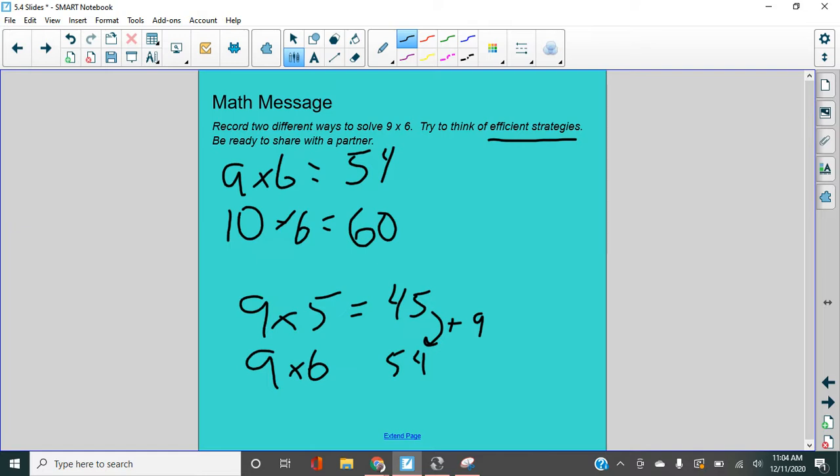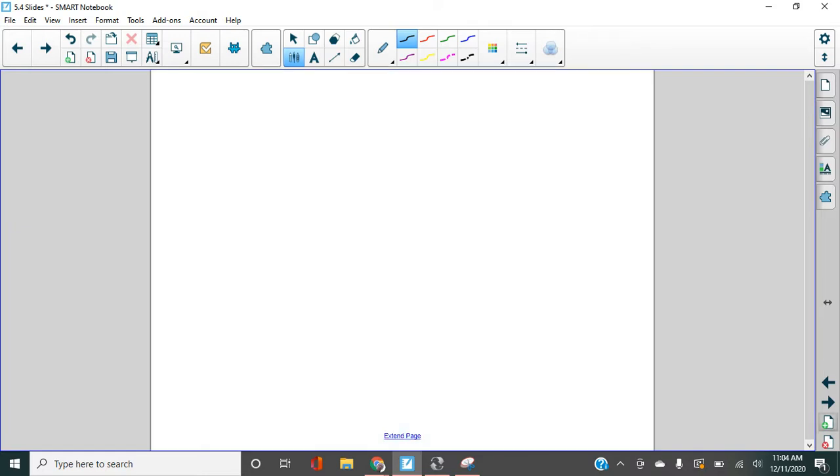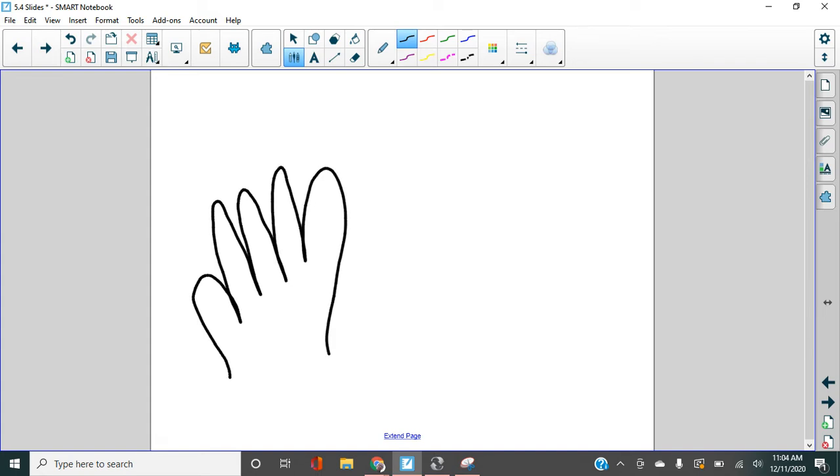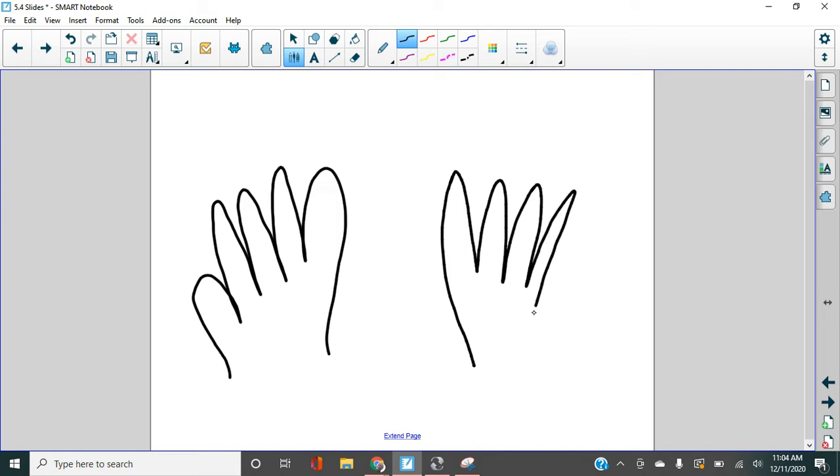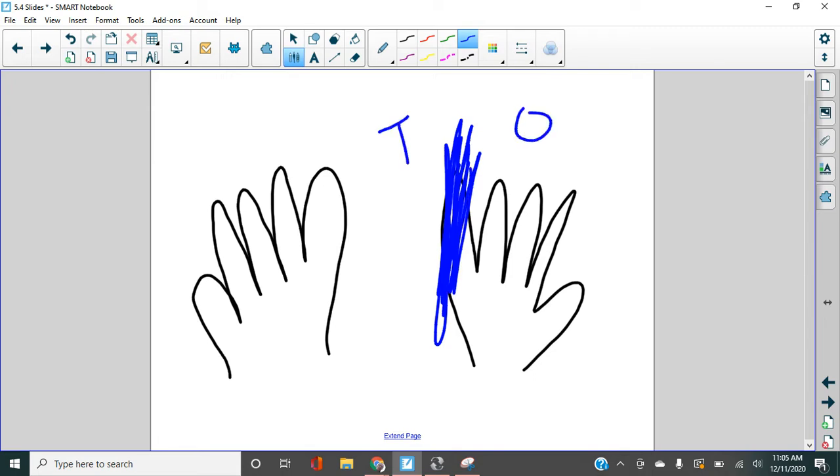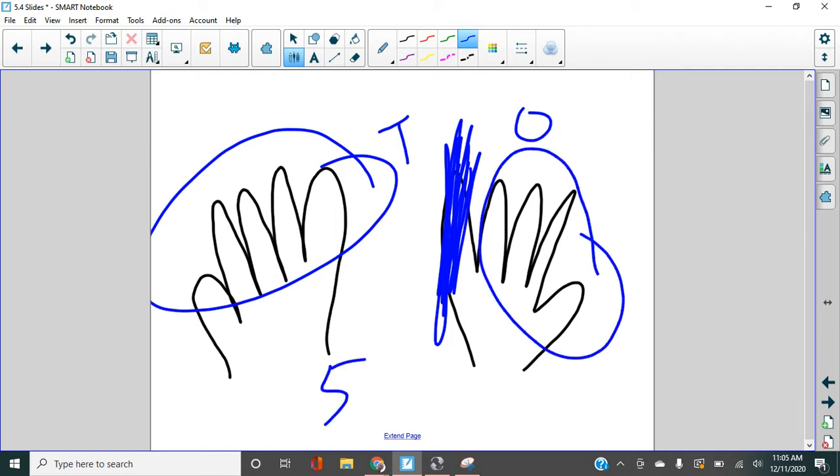Now, the other thing that you can do that is very efficient is what Mr. White taught you on your fingers. This only works with the 9s, right? Only works with the 9s. So if you hold your hands out and then you count, okay, so 9 times 6, 1, 2, 3, 4, 5, 6, and then put this finger down. This is the dividing line, right? On this side, we'll have 10s. On this side, we have 1s. So we have 5 fingers here, 50, and 4 fingers here, 54. Those are some different examples of some efficient strategies.